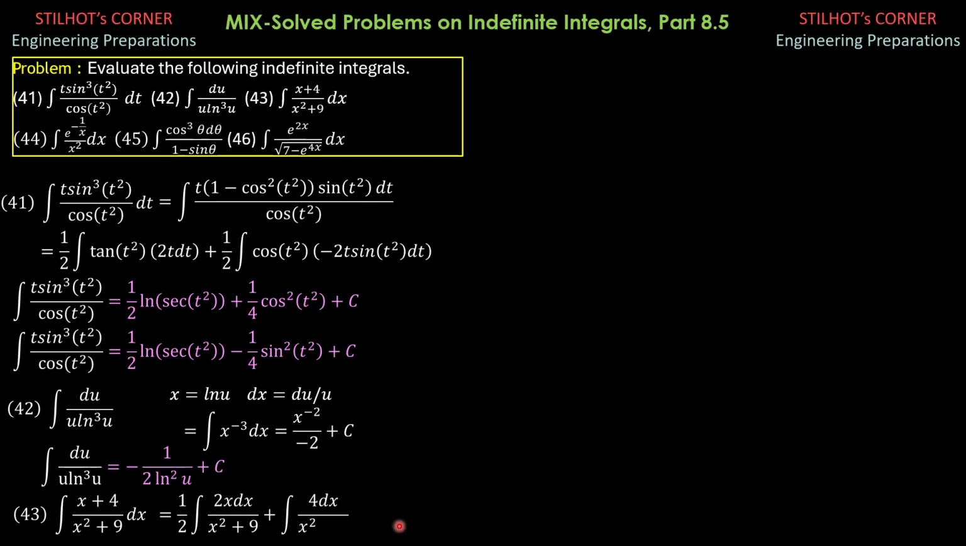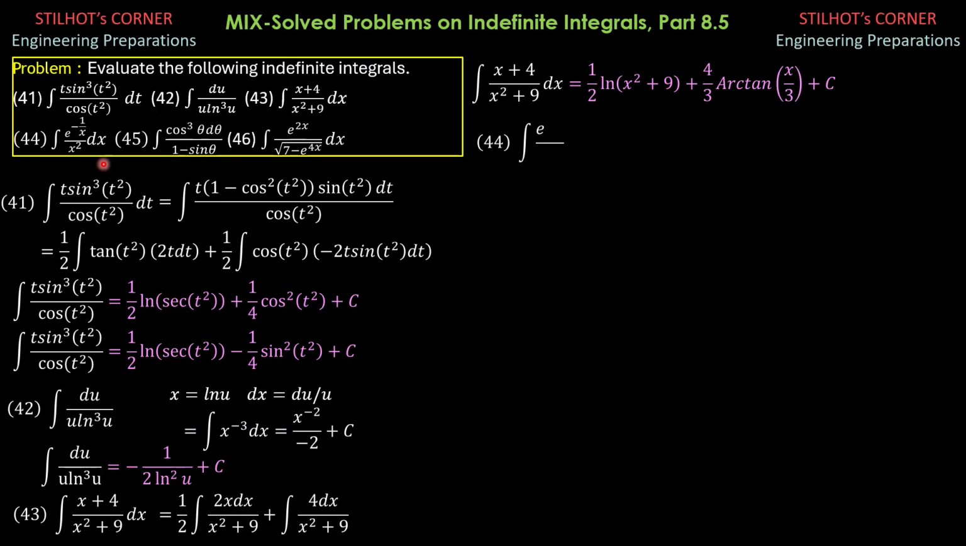So this is ln, and this is arctan, inverse tangent. So 1 half ln of x squared plus 9 plus 4 over 3, a is 3, arctan of x over 3 plus c. So 1 half ln of x squared plus 9 plus 4 thirds arctan of x over 3 plus c.